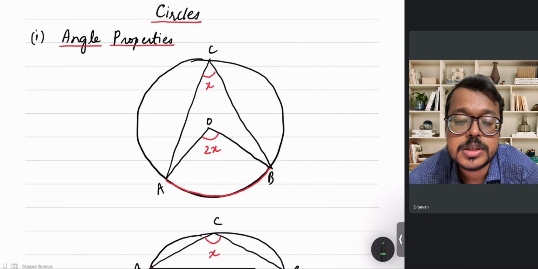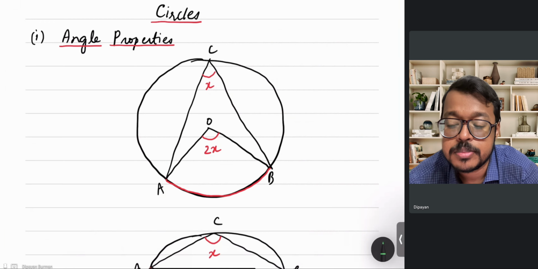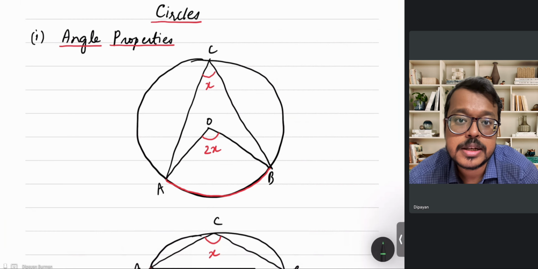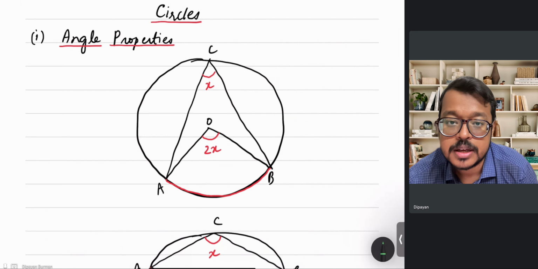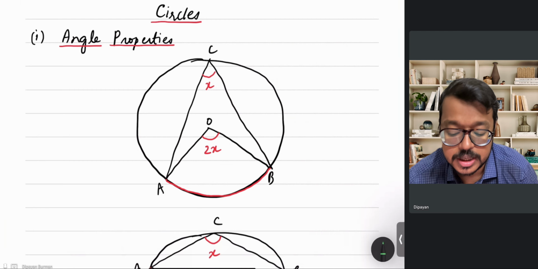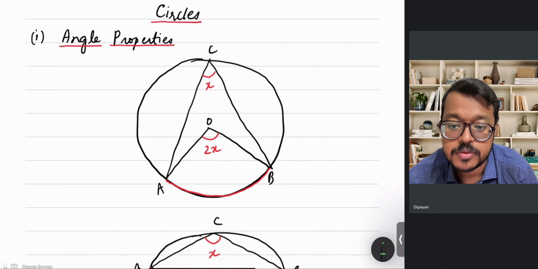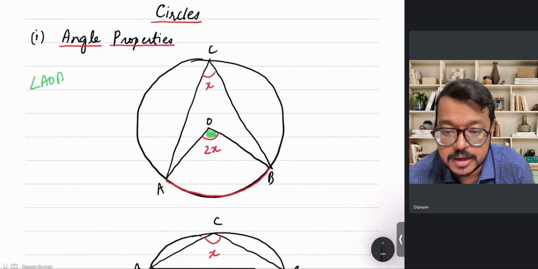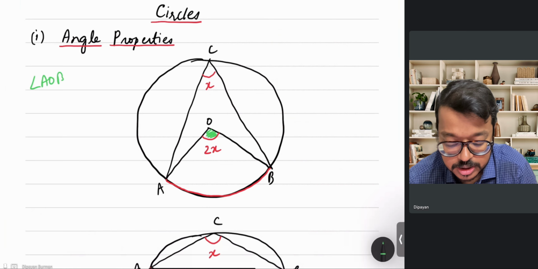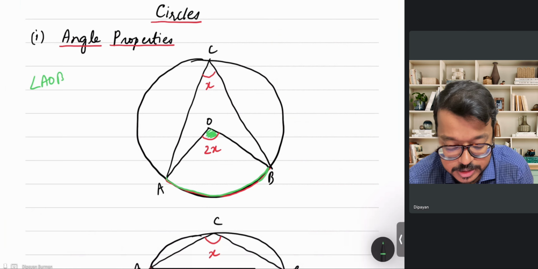Let's look at some of the circle theorems. So some theorems are based on angle properties. Now the first theorem is about the angle subtended by an arc at the center and the remaining part of the circle. So in this diagram, let's say that AB is one arc, and if I join the radius OA and OB, I have one angle at the center, which is angle AOB. So we have one angle at the center which the arc AB is subtending at the center.